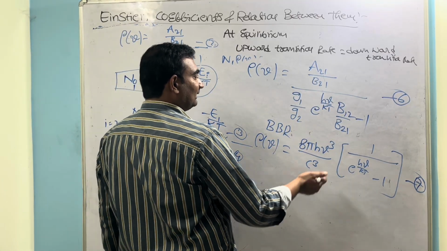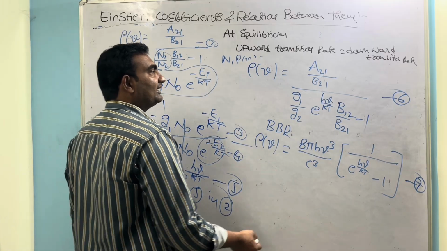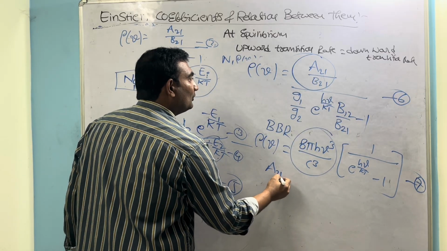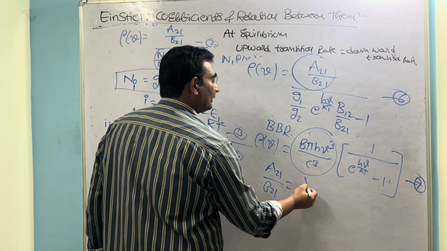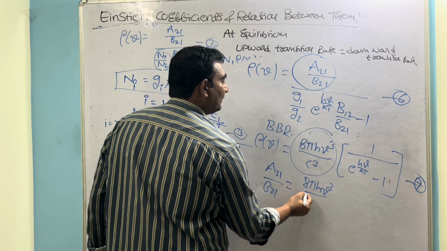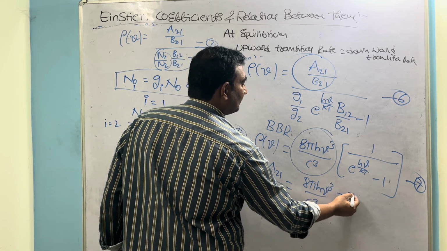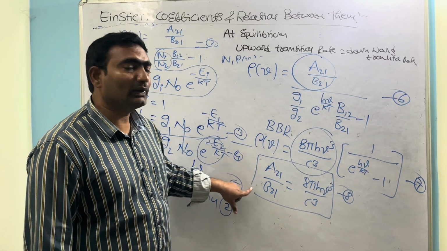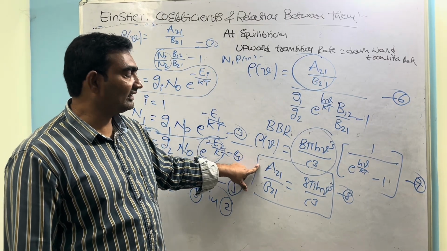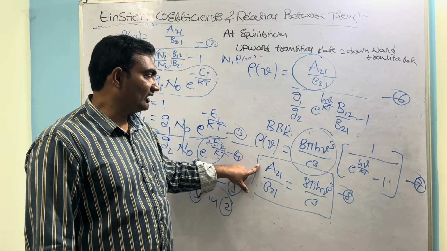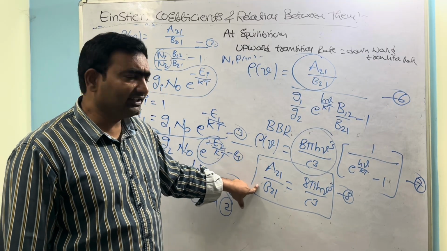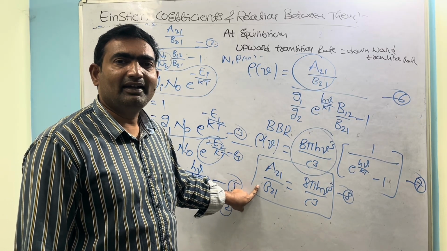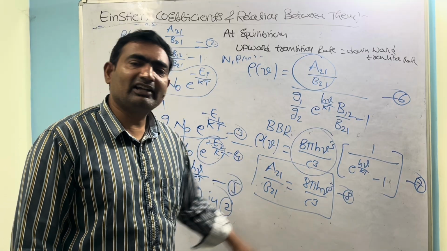Now let us make a comparison between the numerators. By comparing the numerators, we would get A21 by B21 equal to 8 pi h nu cube by c cube. This is equation number 8. This is called one of the Einstein relations between A21 and B21. A21 is the spontaneous emission rate, and B21 is called the Einstein coefficient of stimulated emission of radiation. So this is the relation between them.